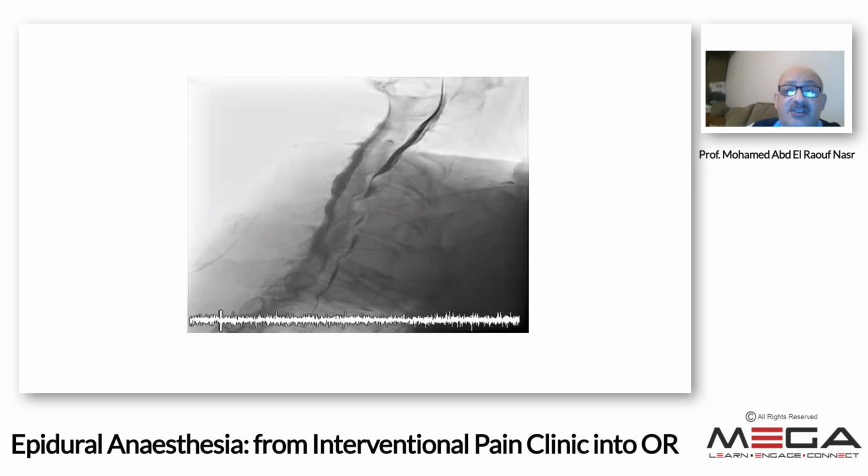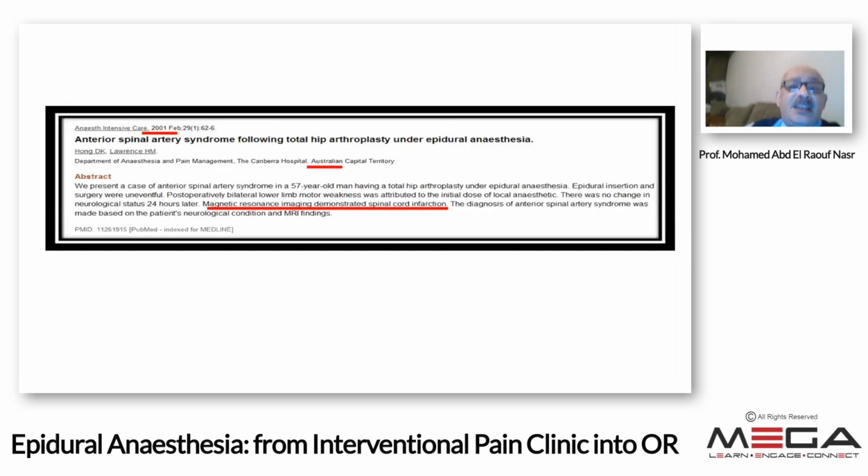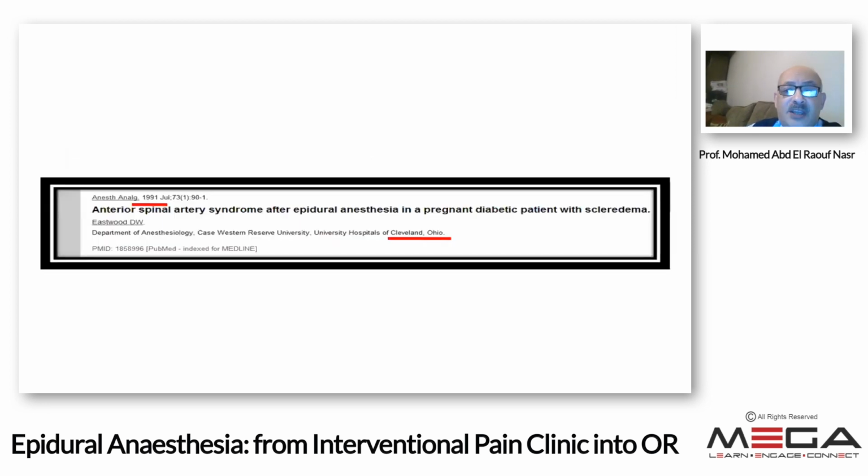So here in the cervical region, you see the pulsations in the cervical epidural space. This means this amount of dye is not causing a perivascular compression. And here is anterior spinal artery syndrome after total hip arthroplasty using epidural anesthesia alone. It is a very serious complication.